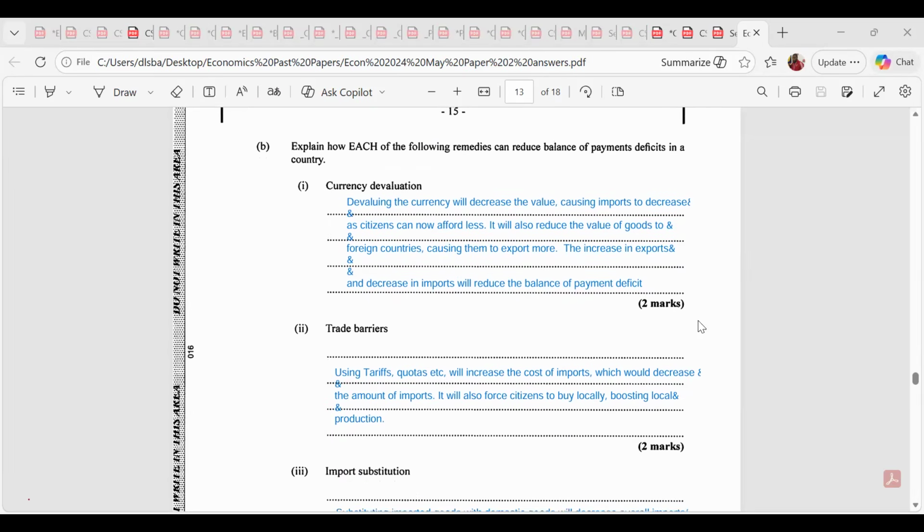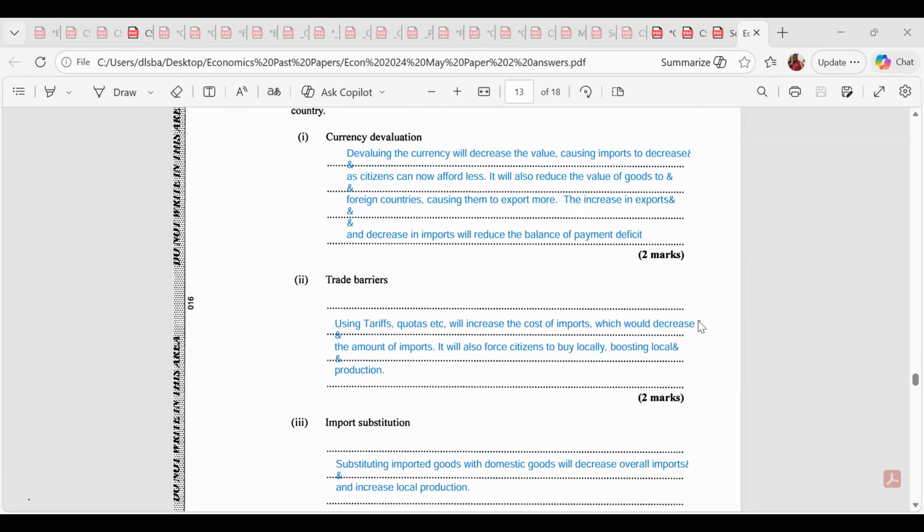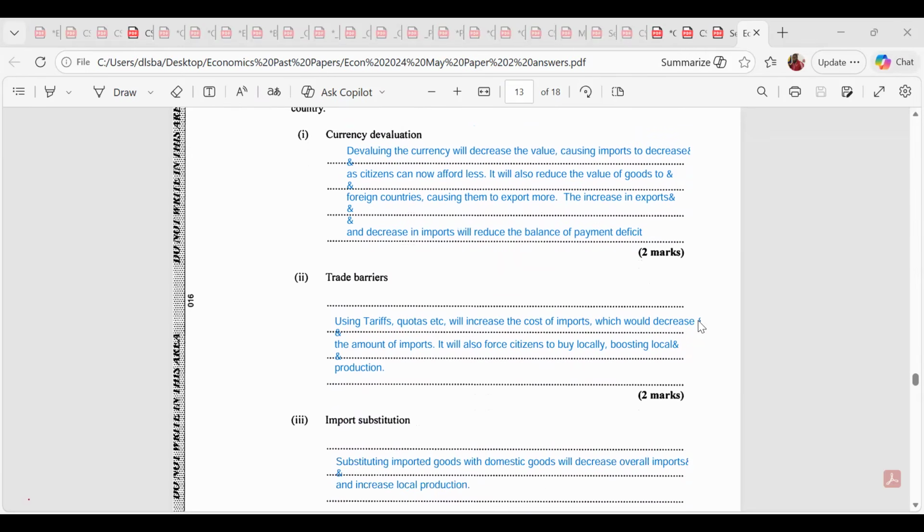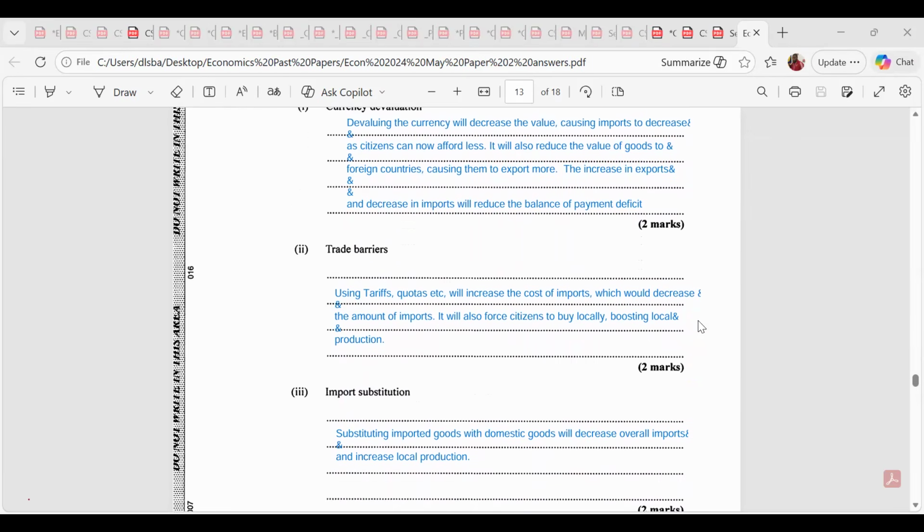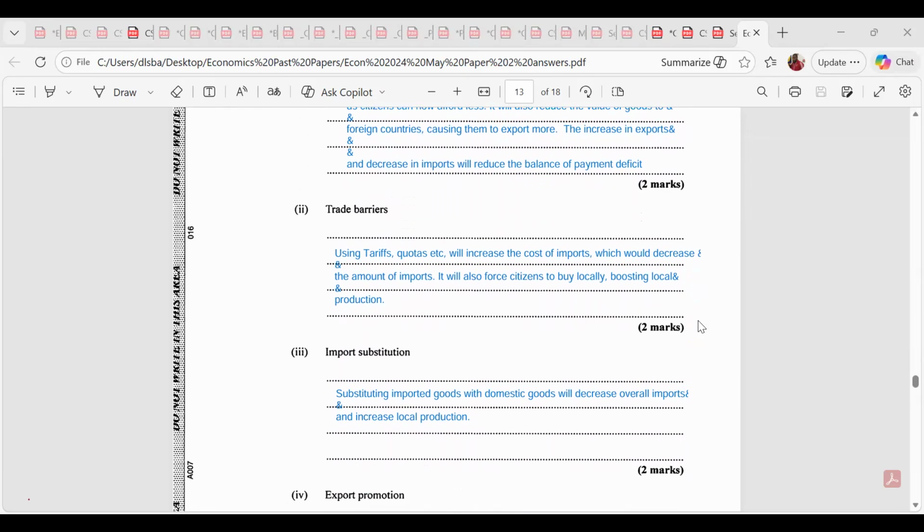Then they have import substitution. So we substitute some of the imported goods with domestic goods instead. It could help reduce imports, which could help reduce the deficit. Export promotion. If we promote more exports of goods and services by investing into various sectors, you could increase exports, which will help decrease the deficit.